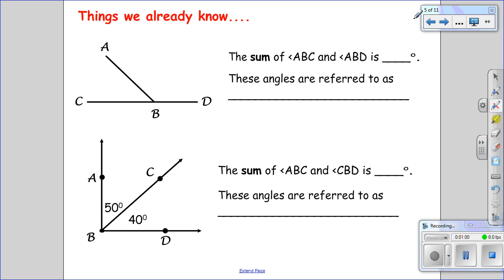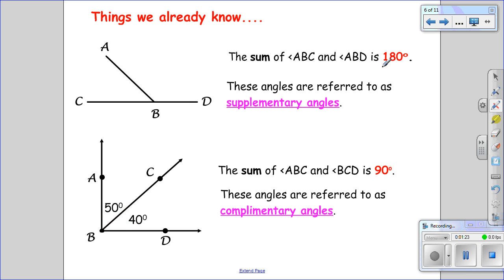Hopefully we already know how to interpret the relationship between the sum of angle ABC and angle ABD, and the sum of angle ABC and angle CBD. Pause the video, write that out, and fill in the blanks. Hopefully you ended up with the sum of the two angles here was 180 degrees because they're supplementary angles, and here they're 90 degrees because they're complementary angles.